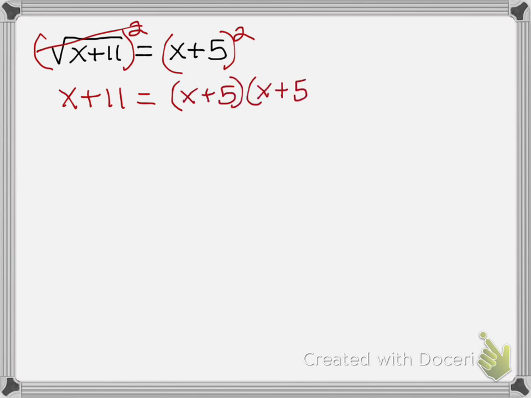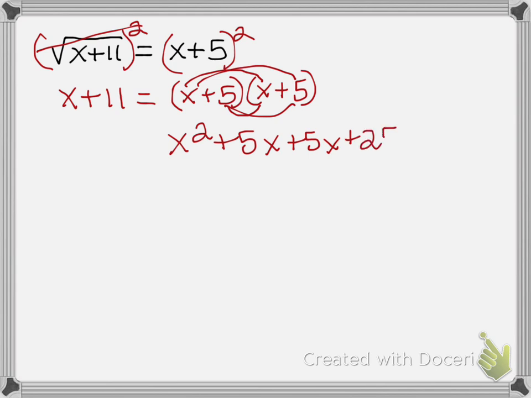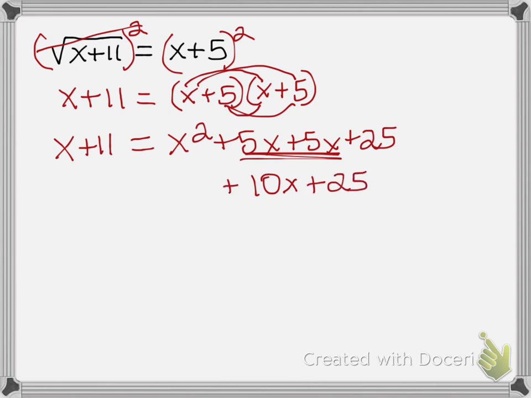Now, of course, you can use the area model to multiply this out, or you can use double distribution. So x times x gives me x squared. x times 5 gives me 5x. And then, of course, 5 times x gives me 5x, and 5 times 5 is 25. And then I bring down my equal sign and my x plus 11. Of course, you have to combine your like terms right here. 5x plus 5x gives me 10x. And then I'll bring everything else straight down.